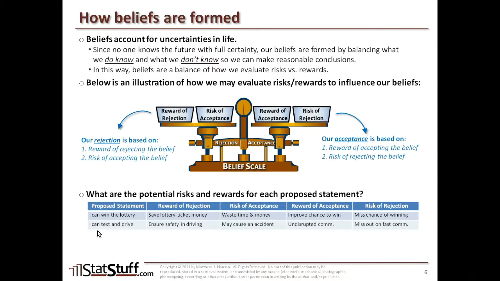So let's walk through another example. The proposed statement is, I can text on my smartphone and also drive. I believe that I can do that at the same time. Well, some people are very adamant about believing whether you can or cannot do that. So everyone has, again, a different philosophy whether you're going to allow yourself to text and drive at the same time. So here might be some of the things we might consider of whether we're going to accept or reject a statement like this. So what's the reward of rejecting that statement? Well, the upside of rejecting is that I'm ensuring safety in driving for myself and maybe others on the road.